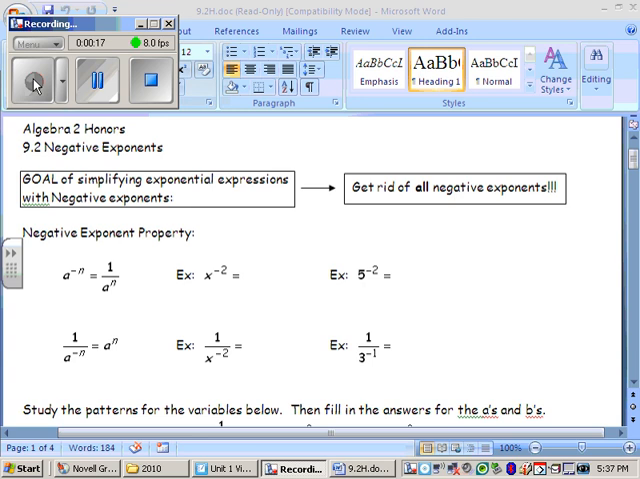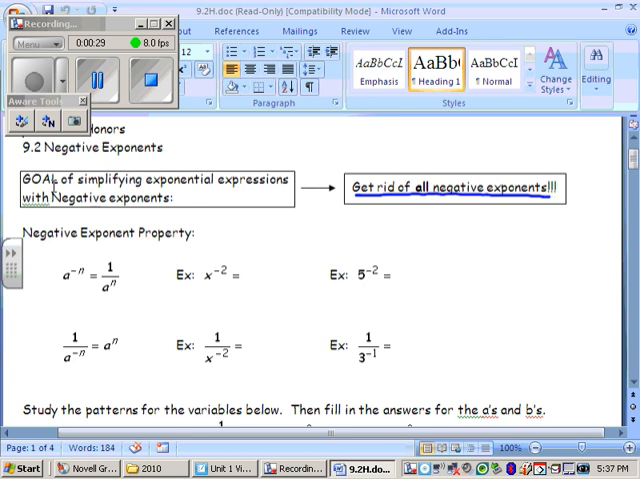As shown in the box in these notes, the goal of simplifying exponential expressions with negative exponents is to simply get rid of all negative exponents. So in your final answer, there should be no negative exponents, all positive. So let's take a look at some examples of what this might look like.